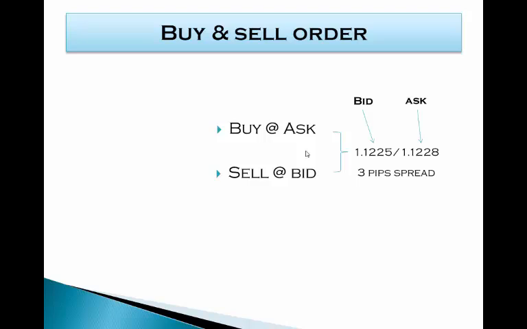Now, whenever you buy a currency, you always buy at the asking price, because somebody owns a currency and is asking for a certain price. So when you want to buy from them, you are buying at the asking price. When you want to sell, you sell at the bid price. So the bid price is the first one, and the asking price is the second.